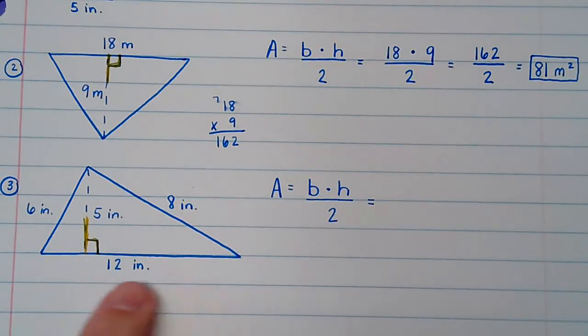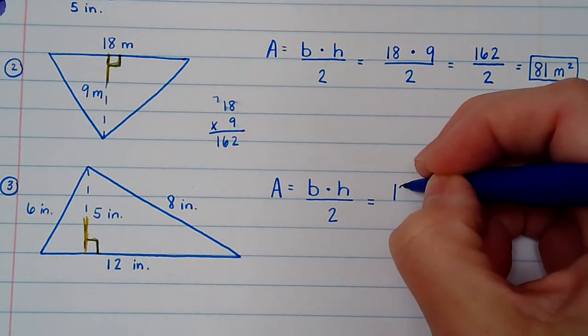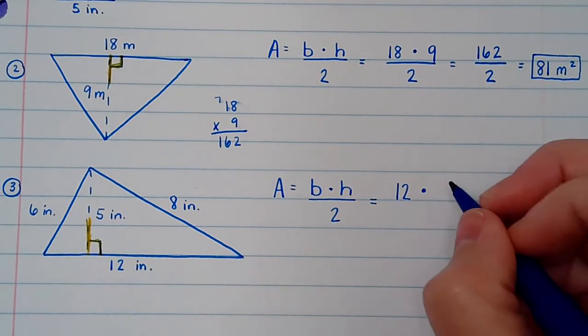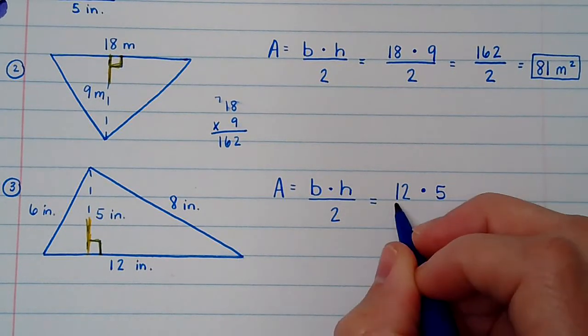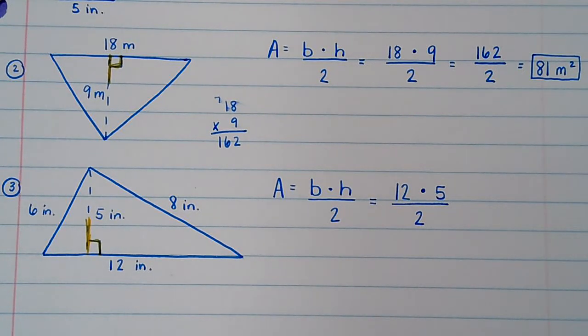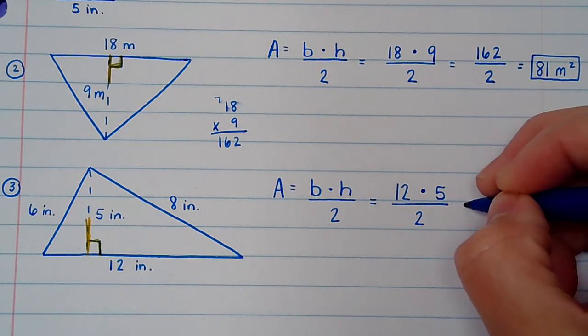So like I said, the base of my chair, what it's sitting on, is 12. The height of my chair is 5, and we always divide it by 2. The one thing that's going to stay the same every time is that dividing by 2, because that never changes with a triangle. You're always dividing by 2.